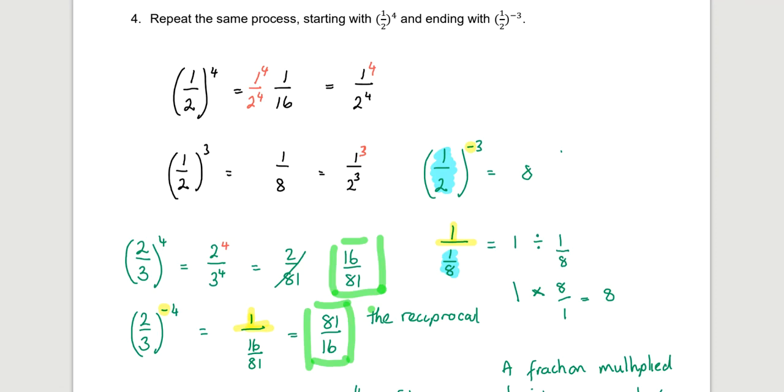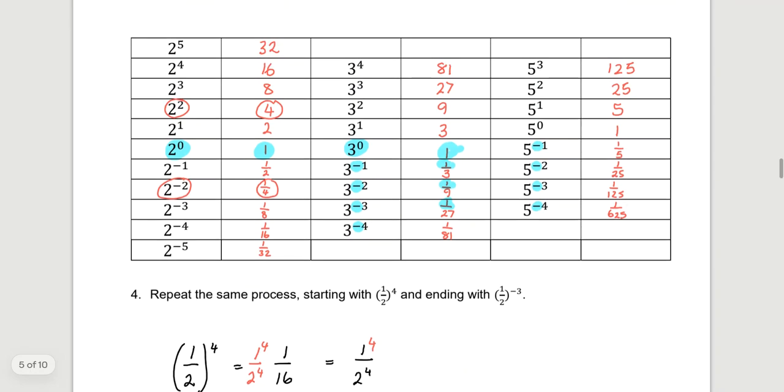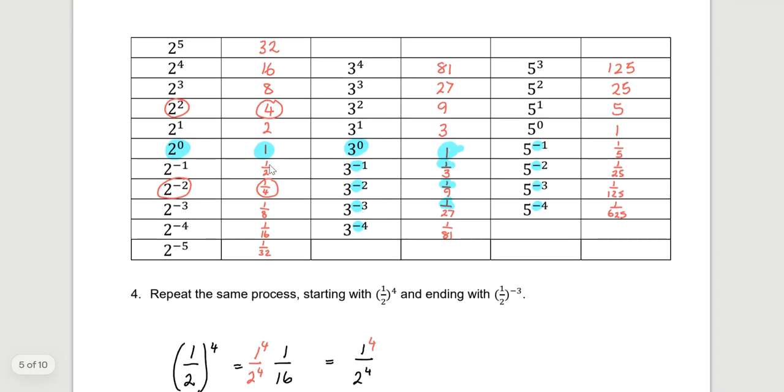Okay. So we have looked at what happens if you have a negative exponent. Well, that becomes a fraction. So 2 to the negative 2 is 1 over 2 to the power of 2. In the same way, 3 to the power of negative 4 is just 1 divided by 3 to the power of 4, which is 81.